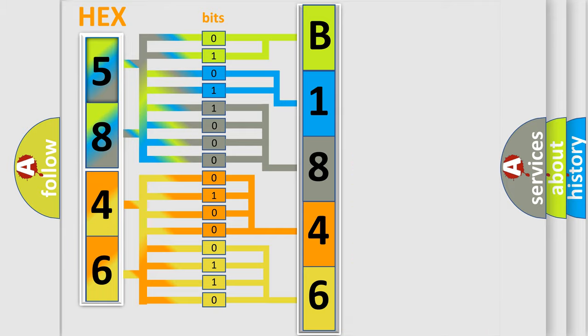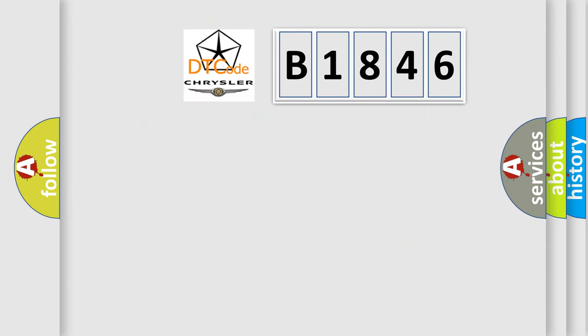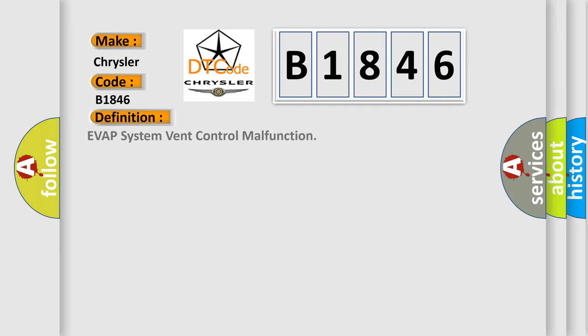We now know in what way the diagnostic tool translates the received information into a more comprehensible format. The number itself does not make sense to us if we cannot assign information to what it actually expresses. So, what does the Diagnostic Trouble Code B1846 interpret specifically for Chrysler car manufacturers? The basic definition is EVAP system vent control malfunction.